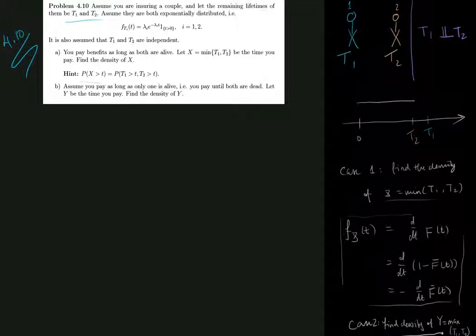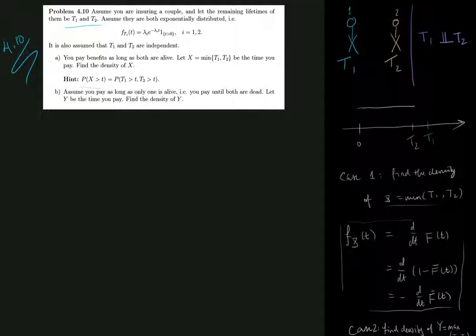Oh yeah, just before we move on, let us just recall as well that if T1 and T2 are independent, that means that the probability of T1 belonging to some set and T2 belonging to some set is equal to the product of probabilities. And that might be pretty useful later on. So see you guys in the next video.